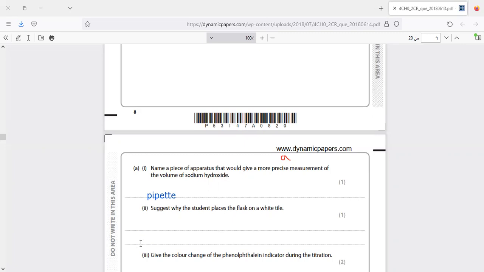Number two. Complete. Suggest why the student places the flask on a white tile to observe the change of color clearly. Suggest why the student places a white tile, to see the change in the color more easily. Okay.